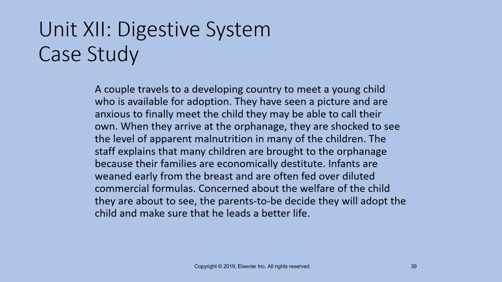Case study: a couple travels to a developing country to meet a young child who is available for adoption. They've seen pictures and are anxious to finally meet the child and hopefully make him their own. When they arrive at the adoption agency, they are shocked to see the level of apparent malnutrition in many children. The staff explains that many children are brought to the office because their families are economically destitute. Infants are weaned early from breastfeeding and often fed over-diluted commercial formulas. Concerned about the welfare of the child, the parents decide that they will adopt him and make sure he has at least a better life.